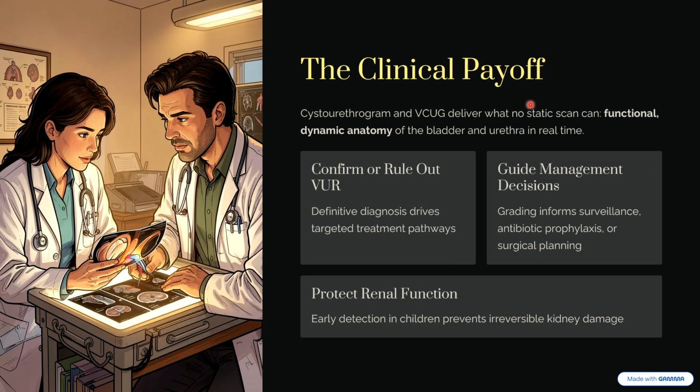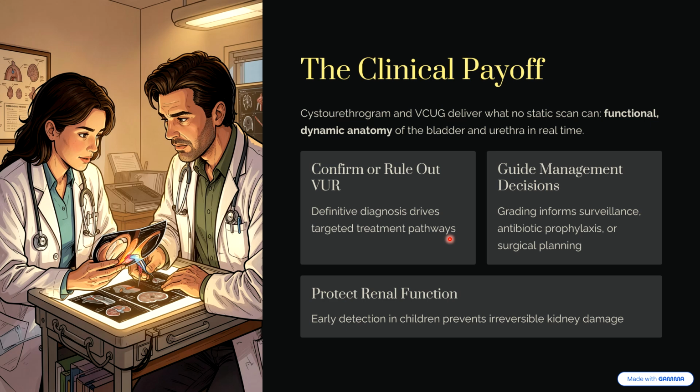What is the clinical payoff? Cystourethrogram and VCUG deliver what no static scan can. And what is that? Functional and dynamic anatomy of the urinary bladder and urethra in real time. It confirms or rules out VUR. Definitive diagnosis delivers a targeted treatment pathway. That means in which way the treatment can be done, in which grade the problem now persists.